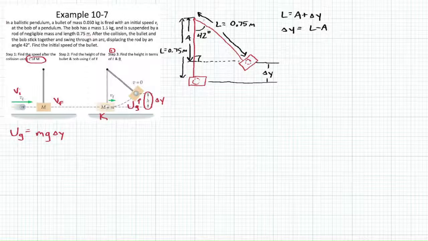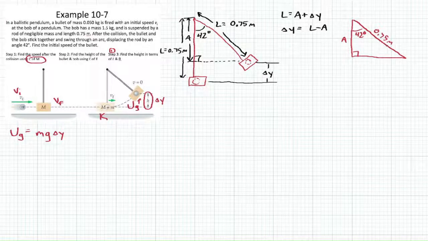So let's set about solving for A, this short side of the triangle right here. Okay, well, we have an angle, we have a hypotenuse, and we want the adjacent side. In fact, let me just redraw the top part. It may not be exactly the same scale. That's still 42 degrees right there. Our hypotenuse is 0.75 meters, and we want to find side A. And we know that's a right angle.